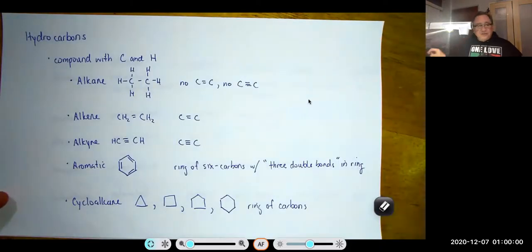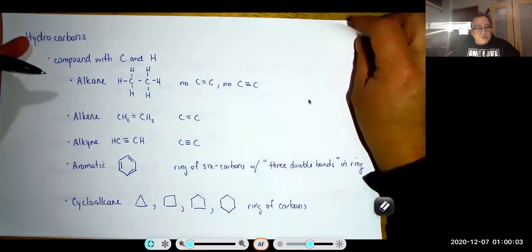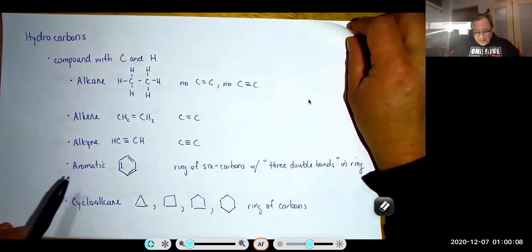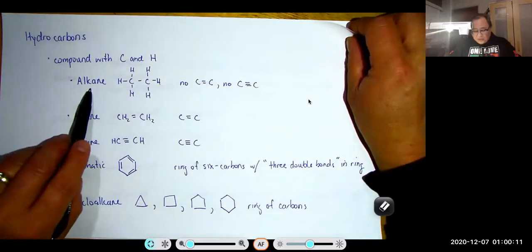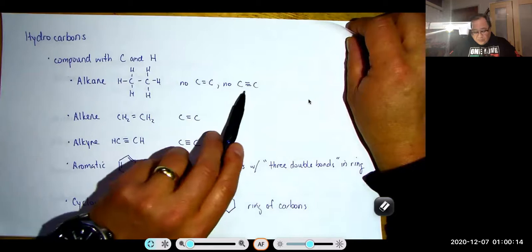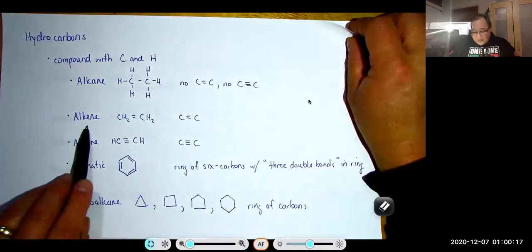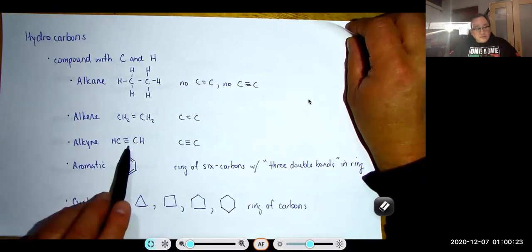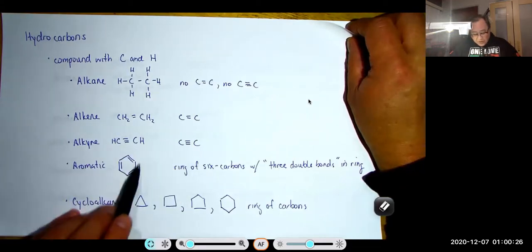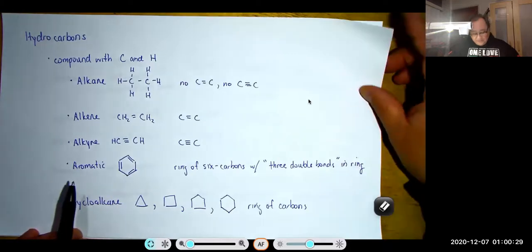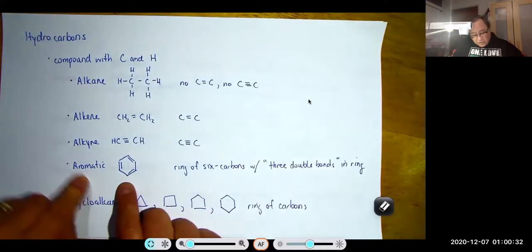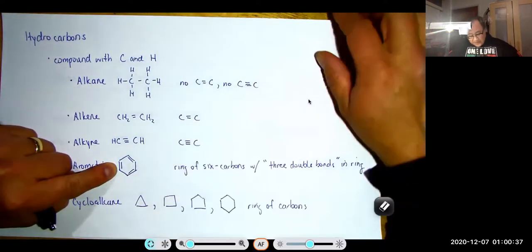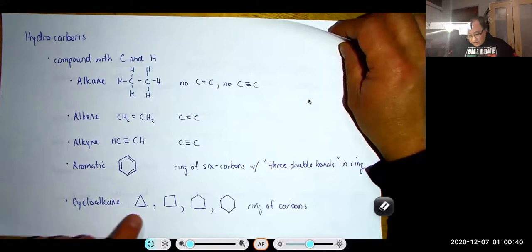So let's have a quick reminder of the different types of hydrocarbons. Hydrocarbons are compounds with carbon and hydrogen in them. Alkanes are hydrocarbons with no carbon-carbon double bonds and no carbon-carbon triple bonds. There are alkenes, where you have to have a carbon-carbon double bond. Alkynes, you have to have a carbon-carbon triple bond. And an aromatic, you want 6 carbons with what looks like 3 double bonds in the middle of the ring. And clearly, these are different functional groups, so these double bonds are not the same as alkene double bonds. And then there are cycloalkanes, where you have a ring of carbons.